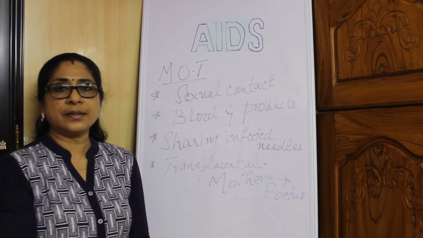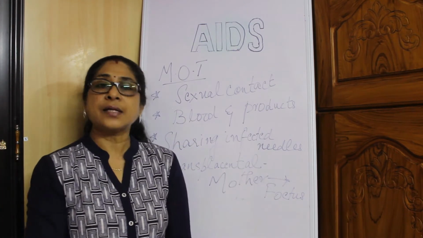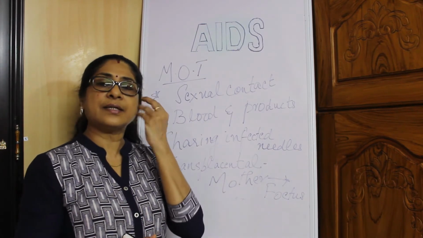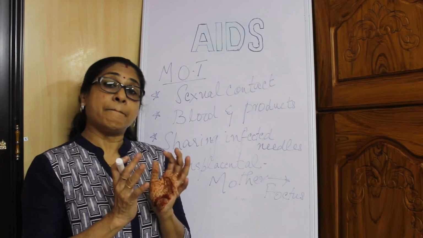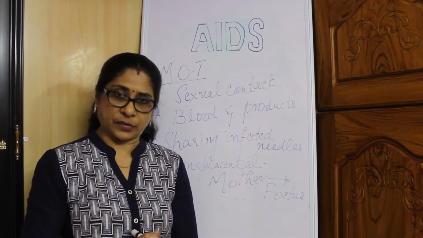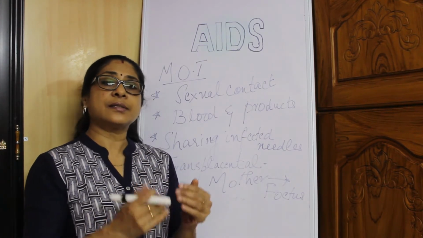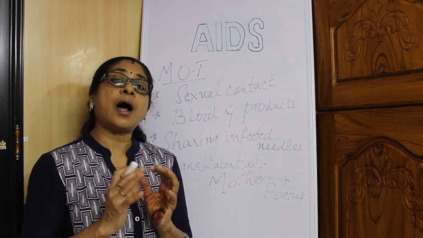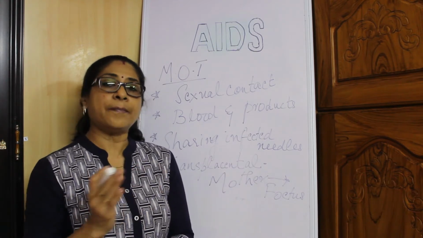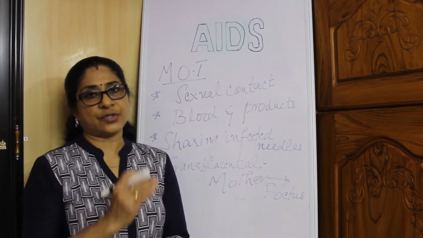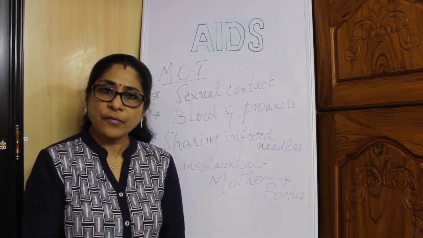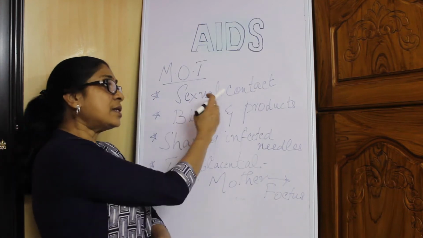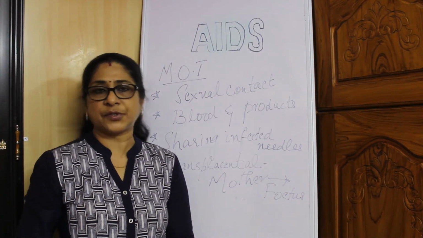The fourth method is known as the transplacental method of transmission. It's a vertical transmission. Vertical transmission means if a mother is HIV positive, there are chances for her to transmit the virus to her unborn fetus through the placenta. That is known as vertical transmission, and the method of transmission is known as transplacental transmission. So these are the four common methods of transmission.